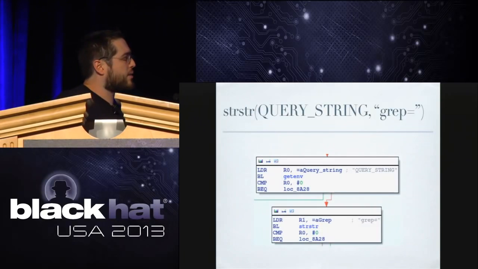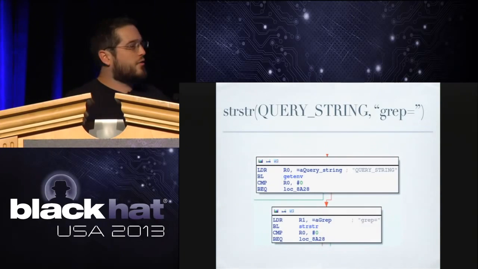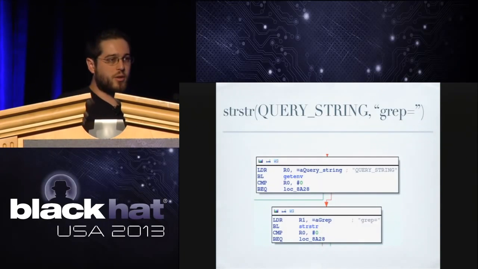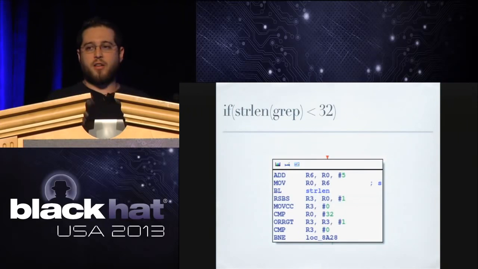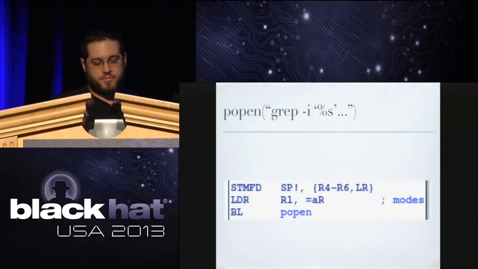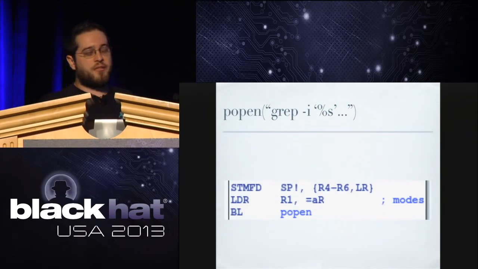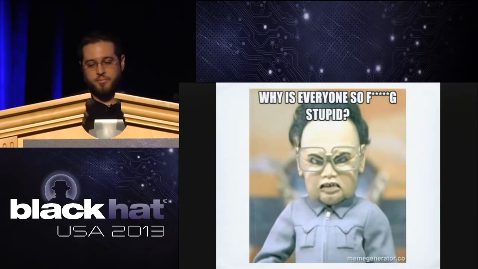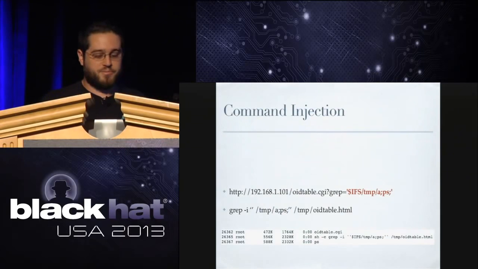Because if you disassemble this CGI binary, you'll see that it looks to see if you've specified a grep parameter in your query string when you send your GET request to it. Now, if you have, it checks to make sure the value you provided is less than 32 bytes long. And as long as you meet that requirement, it'll take that string, shove it into a grep command, and pass it to popen. At which case, I facepalmed, did my best Kim Jong-il impression, and did some command injection.